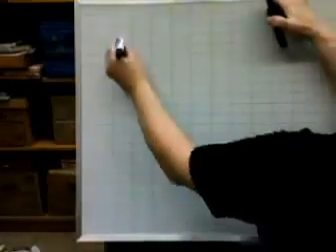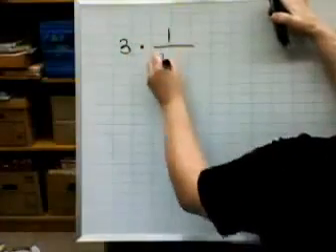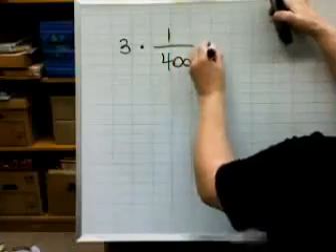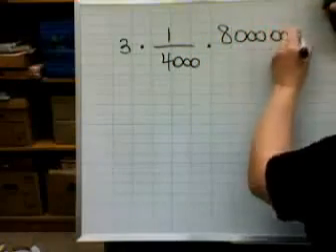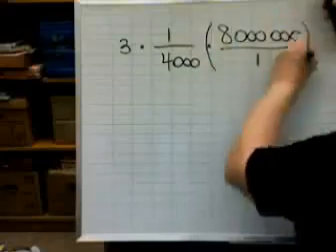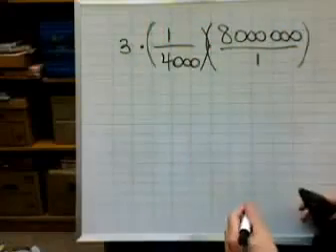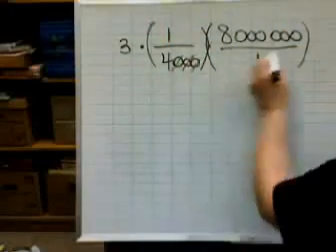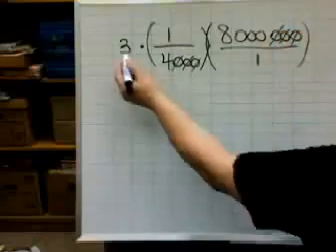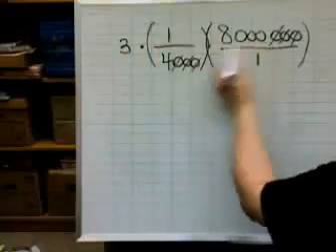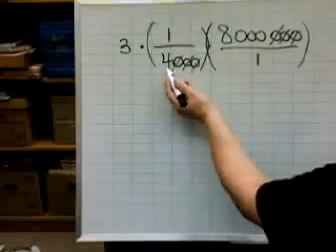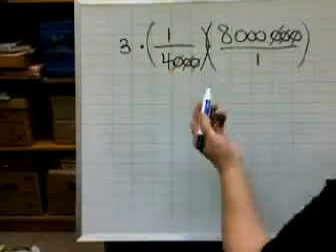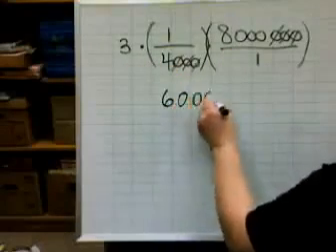Then we've got 3 times 1 over 4,000 times 8,000,000 over 1. And this one's in here to just remind you that you can cancel zeros. So we got 3 zeros here, we got 3 zeros there. This gives 3 times 1 times 8,000 divided by 4. So 8,000 over 4 is 2,000 times 3. The answer comes out to be 6,000.